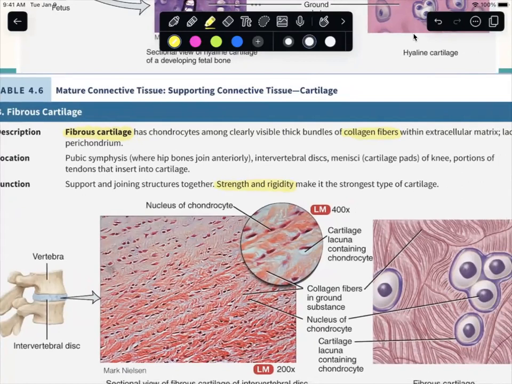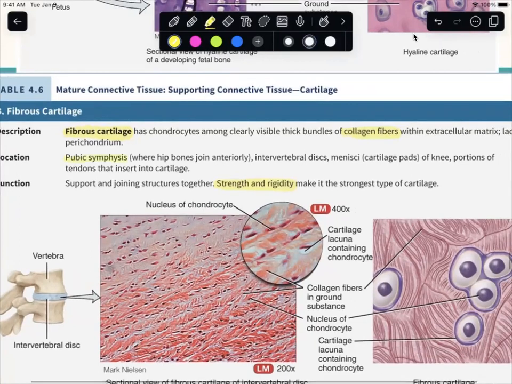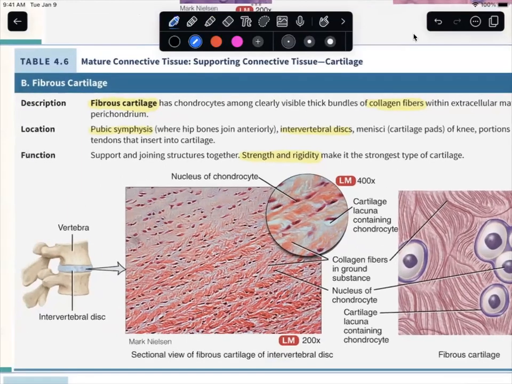Your pubic symphysis in the front of your pelvis is made of this fibrocartilage. Intervertebral discs too. Between the bones of your back, there are these discs, and they're made of this fibrocartilage. This is where this picture is. These are the bones that make up your back, and here's this disc between them. So turning, jumping, bending, these discs allow your back to move in multiple different directions without damage.